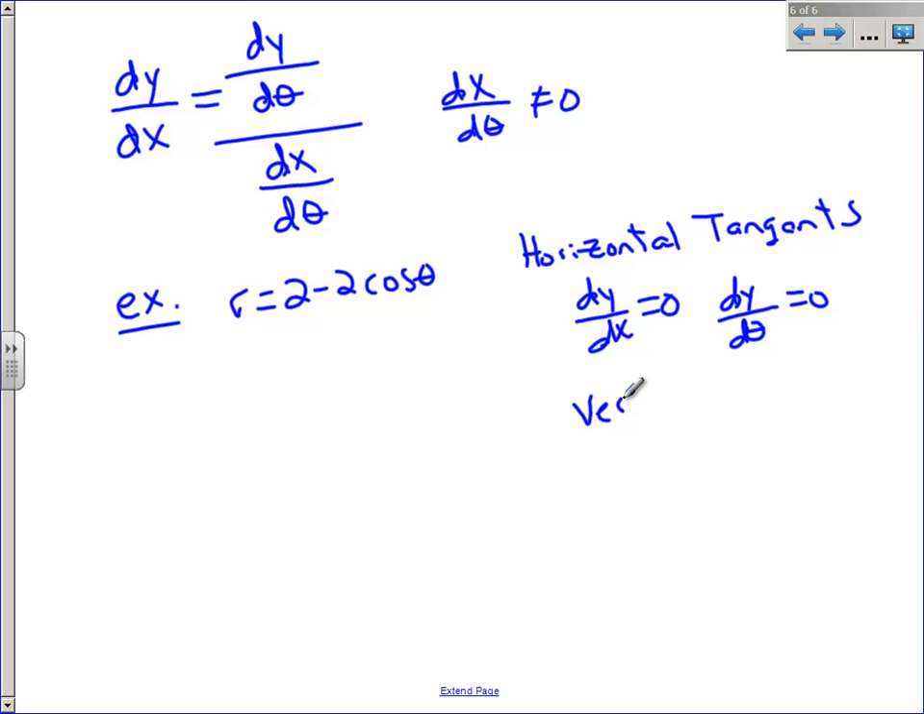And of course, if you wanted to find vertical tangents, you're going to have vertical tangents anytime the denominator is 0, or dx d theta is equal to 0. So let's take a look at this.